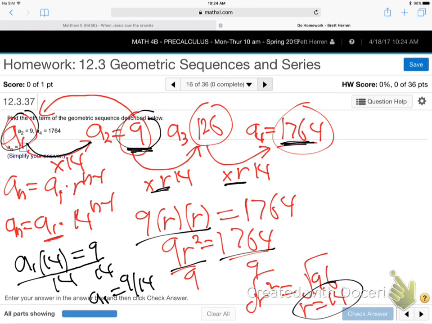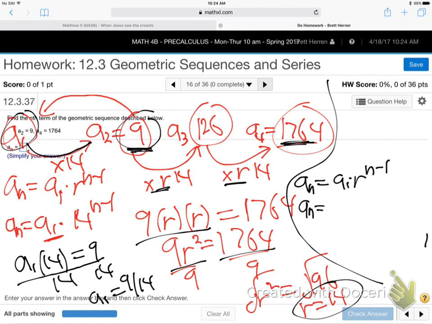So what's my formula then? Let's wrap it up. a sub n is a1 times r to the n minus 1. So a sub n is 9/14 times r, which is 14, to the n minus 1. There we go. So that was a little trickery there, huh? Questions on that one?